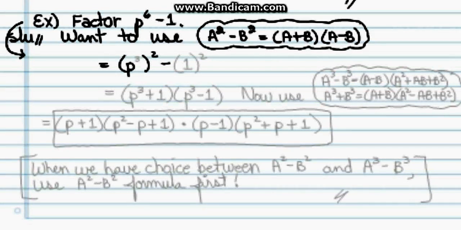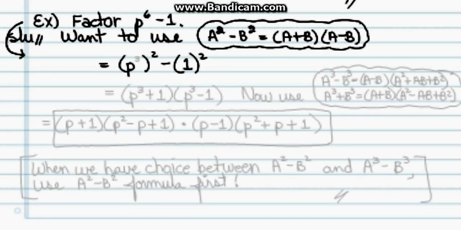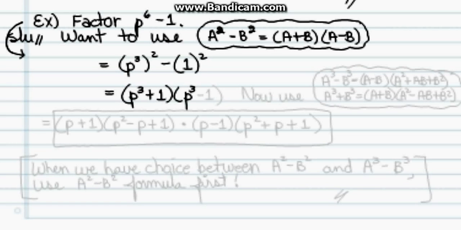So that gives us p to the 6th minus 1 is p to the something squared minus 1 squared. So what's the something in p? Let's see, that'll have to be 3 because 2 times 3 is 6. Now let's go ahead and use the formula. That gives me p cubed, which is the a, plus 1, that's the b, times p cubed, that's the a, minus 1. Okay, now we will use these two formulas.